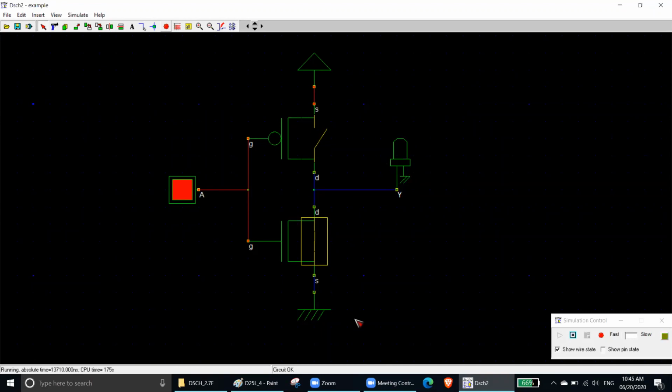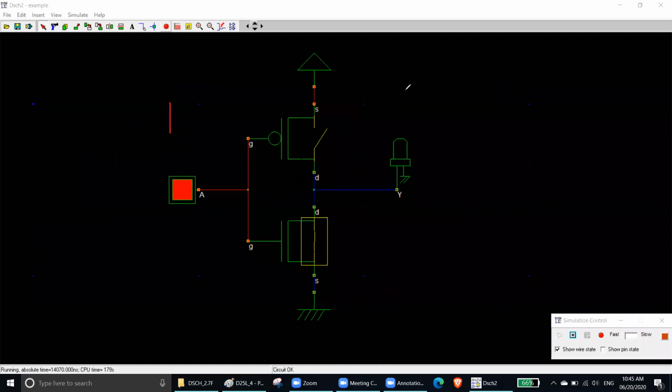So what we have seen: when your input is 1, your output is 0. When your input is 0, your output is 1. That means your A should be A bar. Okay, so that is a NOT gate. That is exactly what your NOT gate does.